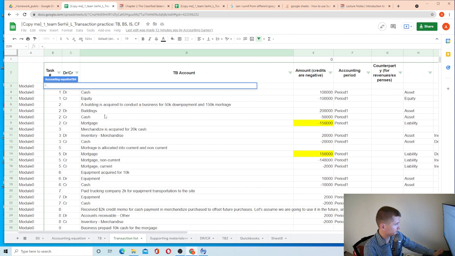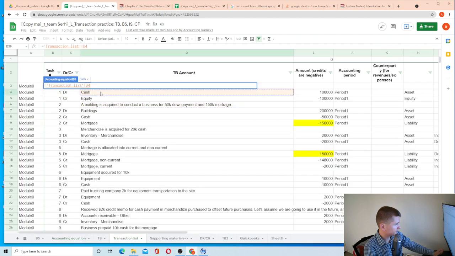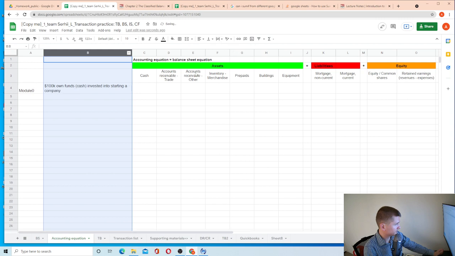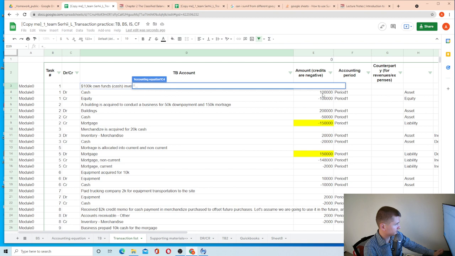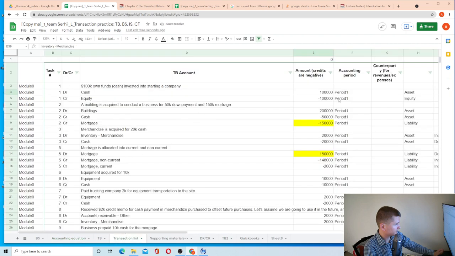Let's copy the problem. Okay, we copied the problem. Let's do a bit of formatting, and then we will allocate the amounts. We already know the accounts and the classes, assets, liabilities, equity, and we just need to allocate the amounts. So the first entry, $100,000 invested, $100,000. Let's check what we have here.